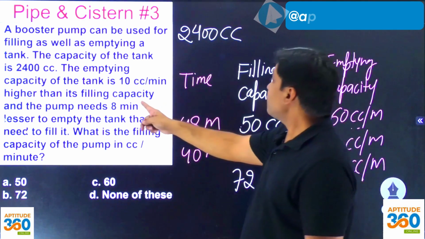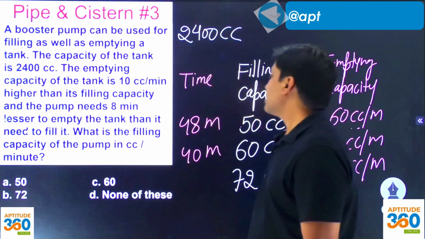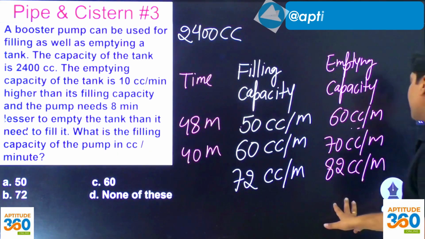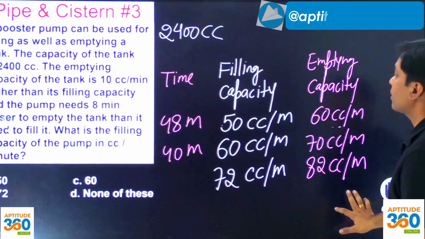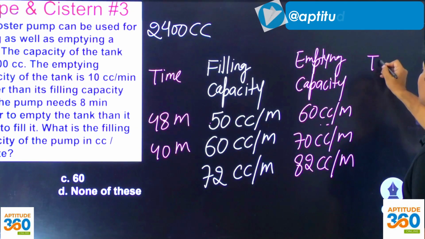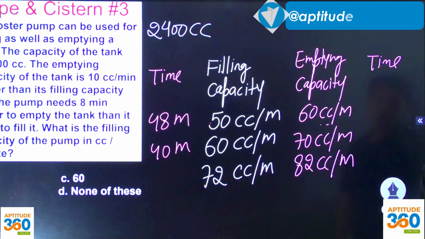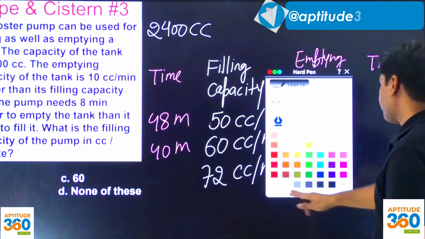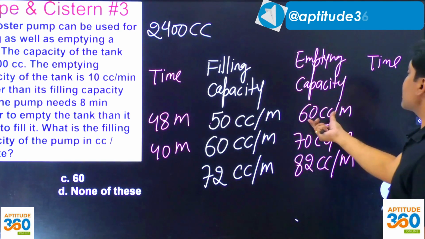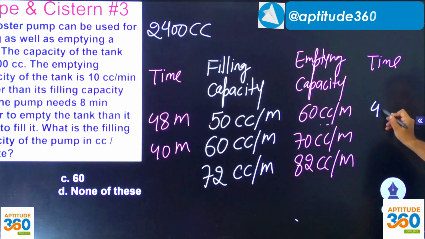प्रॉब्लम कहता है कि जो फिलिंग कैपेसिटी है नीड्स 8 मिनट्स लेसर, तो यहां पे 8 मिनट्स लेसर का मतलब कितना हुआ? What is going to be the time taken during the emptying capacity? When empty capacity are given to you, क्या यहां पे टाइम होगा? ये देख लो आप. 60 cc अगर है तो 2400 डिवाइड बाय 60, it is 40 minutes.